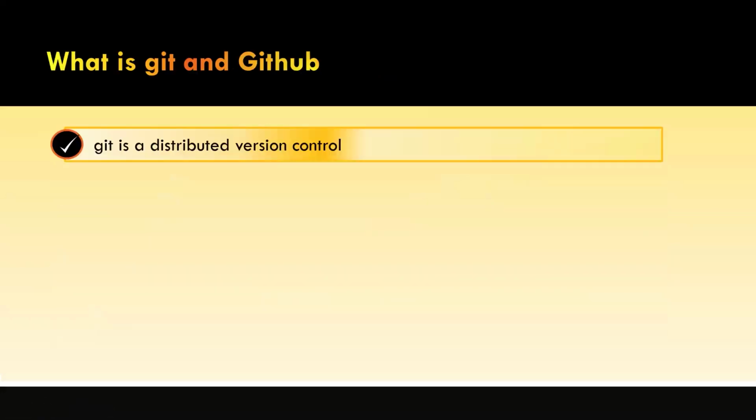So Git is a distributed version control system. Why is it distributed? Why is it distributed? Because, one second.